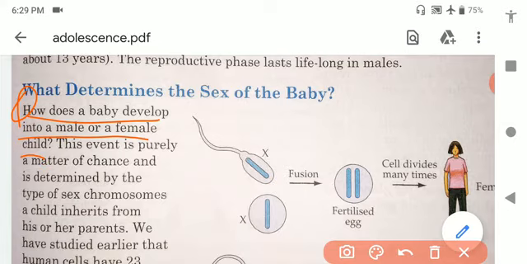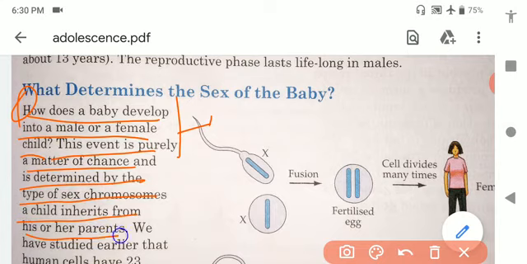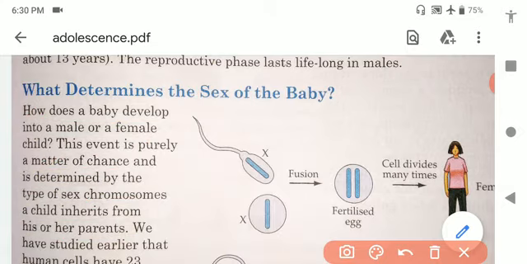So it is obviously a very big answer, but here the answer is already given. This event is purely a matter of chance and it is determined by the type of sex chromosome a child inherits from his or her parent. So it is the answer of this question. And what is the chromosome that is found in the male? So the sex chromosome that is found in the male is X and Y, and that in female is XX. Write it down. It is the answer of that question.